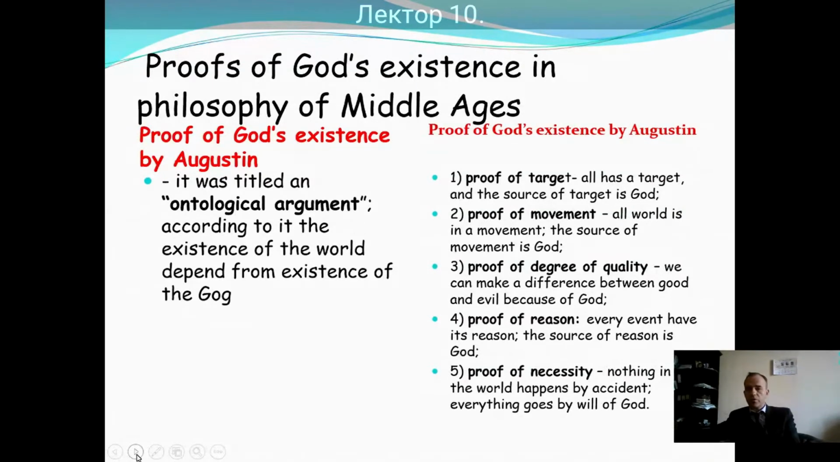The next, the proof of reason. Every event has its reason, and the source of reason is God. And the last one, the proof of necessity. Nothing in the world happens by accident. Everything goes by the will of God.